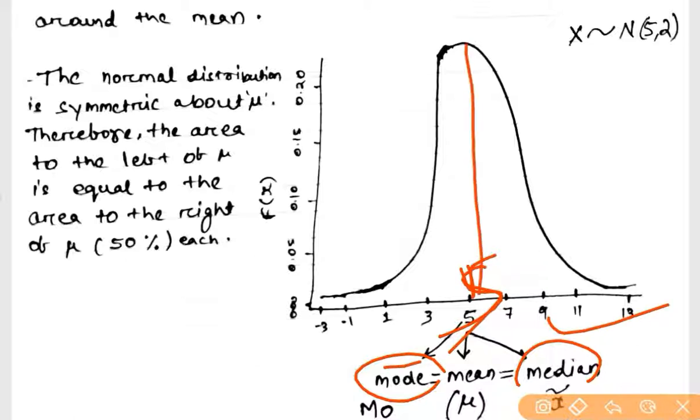It means here this is the mode, this is the median, and this is the mean. All are present on the same line, that's why mean is equal to mode and median.